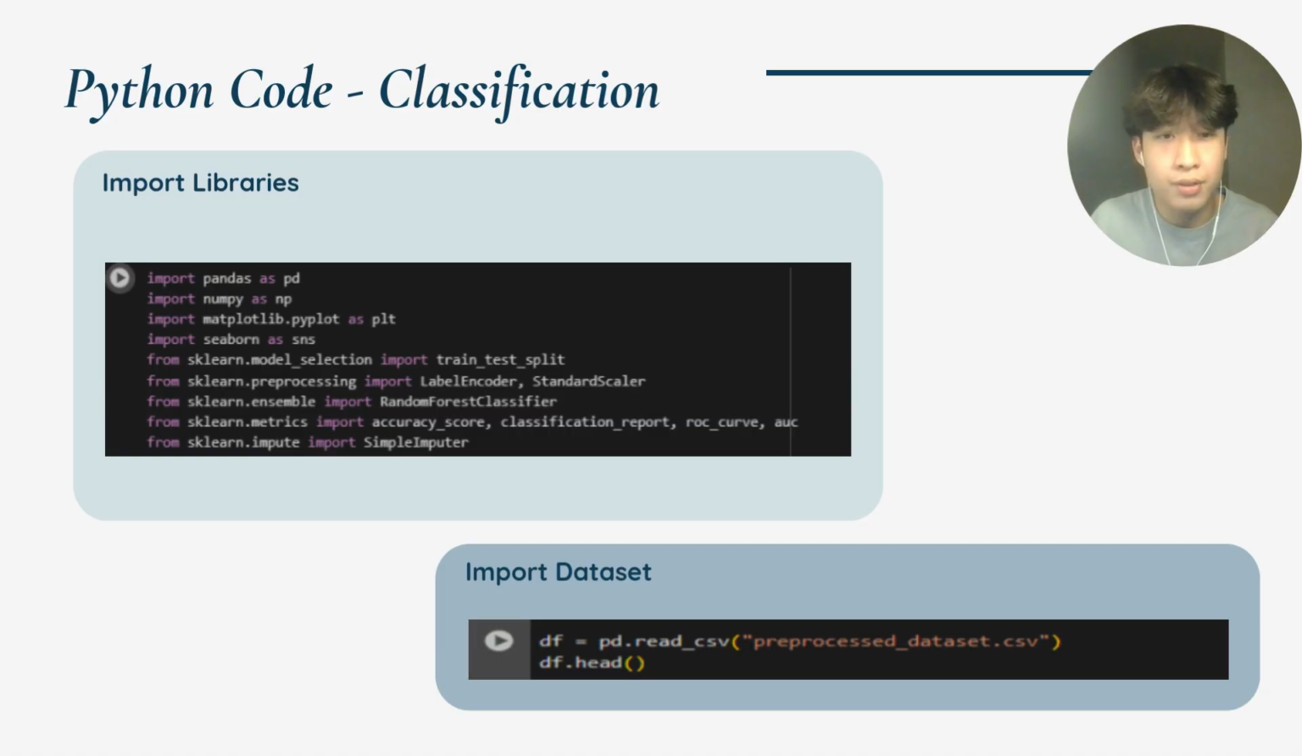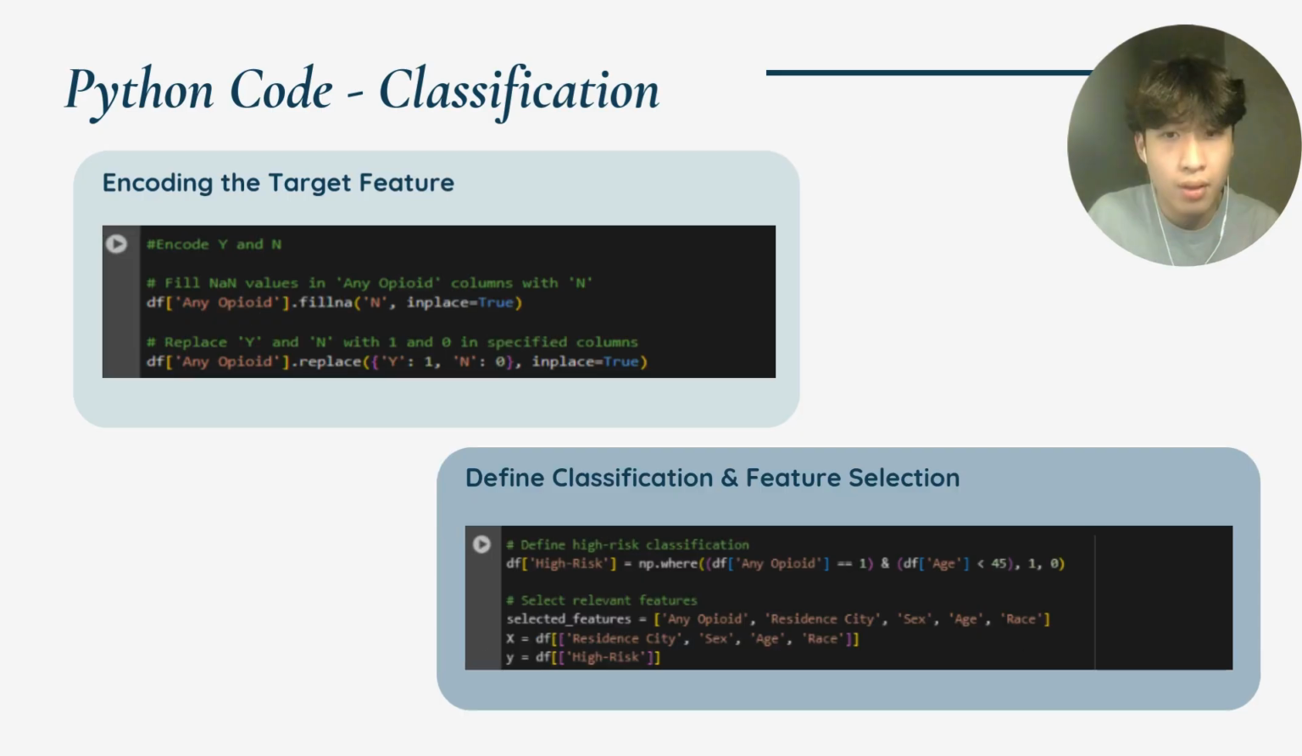Moving on to the Python code for the classification task. First, we have the code snippet that imports the necessary libraries for the classification, and under it would be importing the data set and displaying the head. The next code snippet encodes the y and n values, which is the presence indicator, into ones and zeros, which changes it into binary format and also helps the classification models perform better.